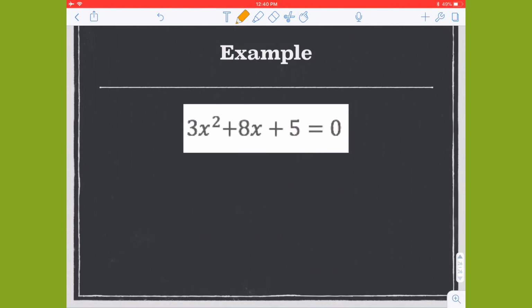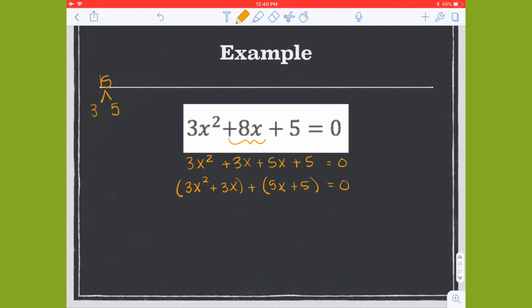One last example, a is not equal to 1, so we're going to factor by grouping. 3 times 5 is equal to 15. Two numbers that multiply to 15 and add to 8 are 3 and 5. So I'm going to rewrite, excuse me, I'm going to rewrite 8x as 3x plus 5x. I'm going to group my first two terms. I'm going to add it and group my second two terms. I'm going to do my first round of GCF.